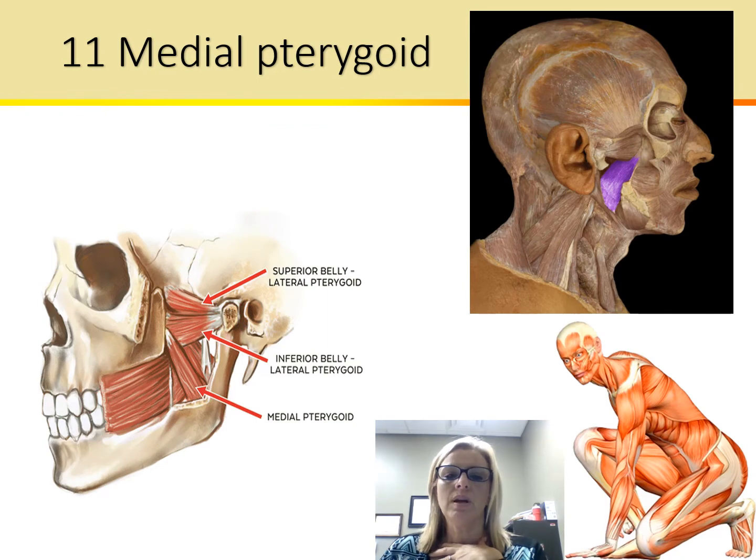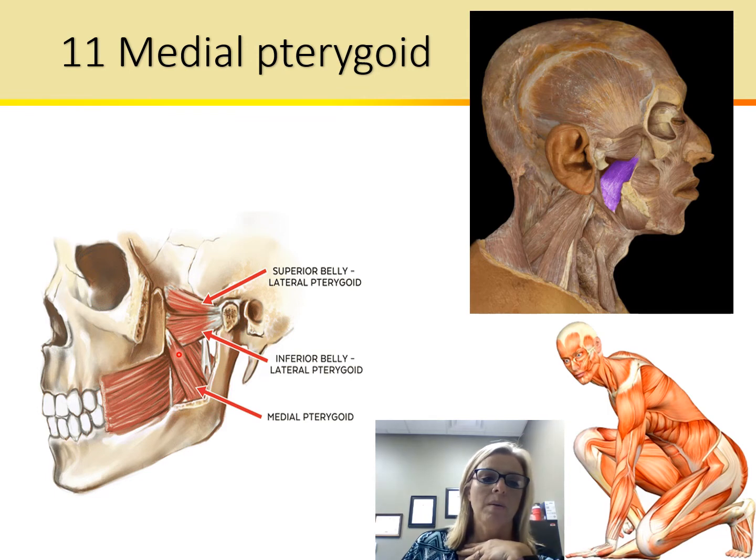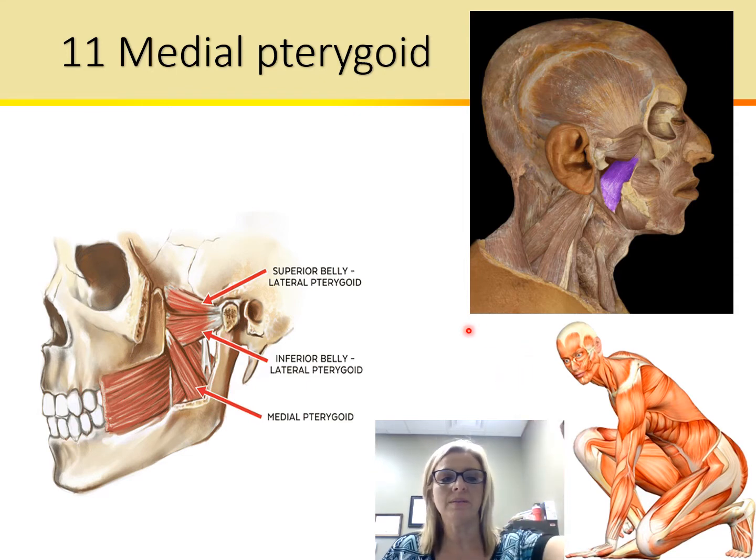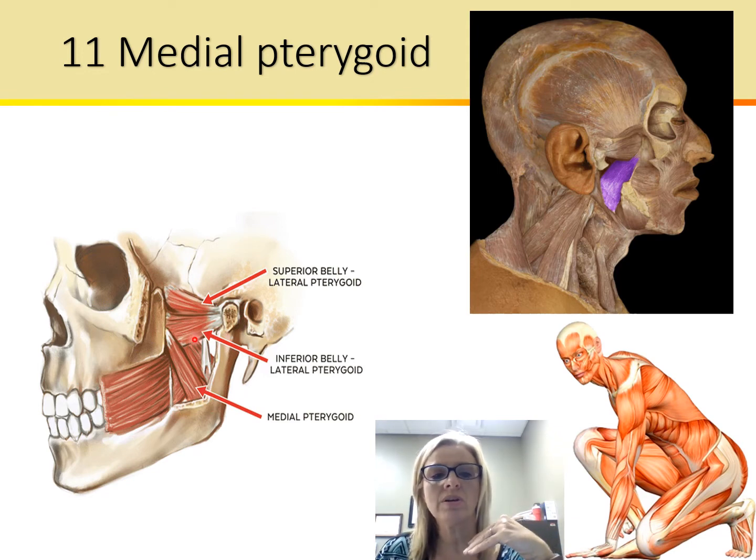All right, so here we have the medial pterygoid, the P is silent, pterygoid muscles. These are wing-like. That's what pterygoid means. You can see we have medial and lateral pterygoid muscles. So superior means above, so it is the one above. That's the superior belly of the lateral pterygoid. And then we have the inferior belly, inferior meaning below, of the lateral pterygoid.